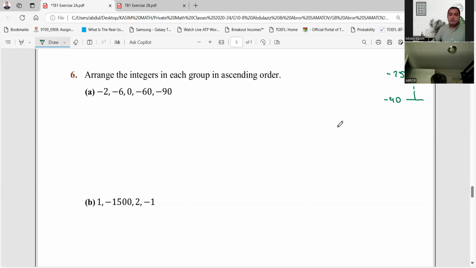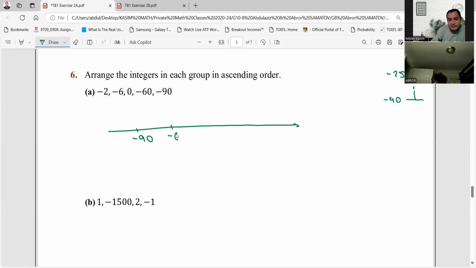Okay, what number is the smallest here? Negative 2, negative 6, 0, negative 60, negative 90. Which one is the smallest? Negative 2? Come on. Draw a number line, right? So here we have negative 90. That's the smallest, right?